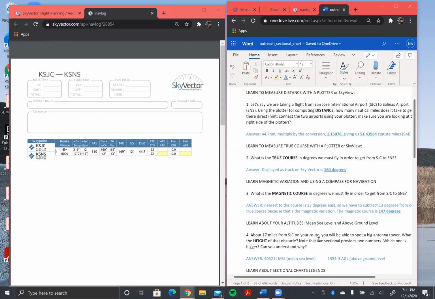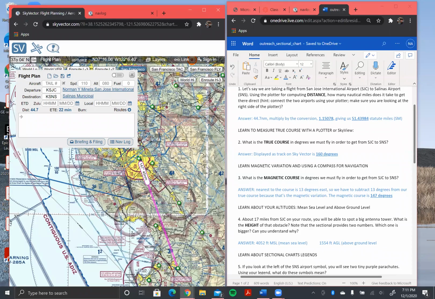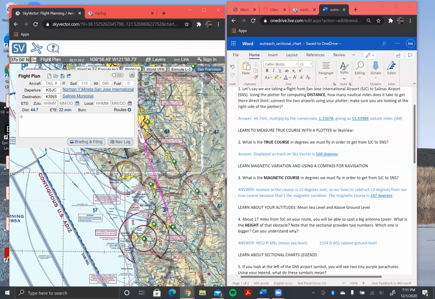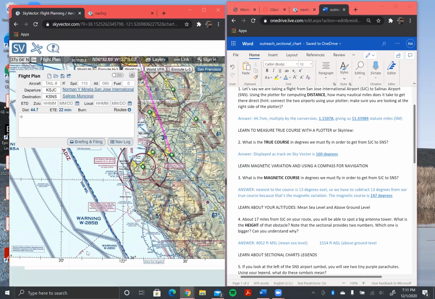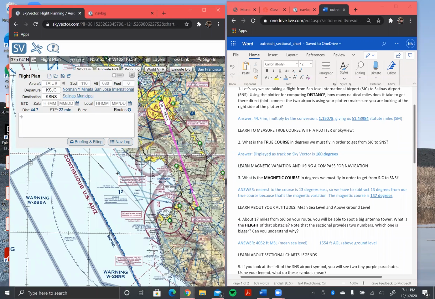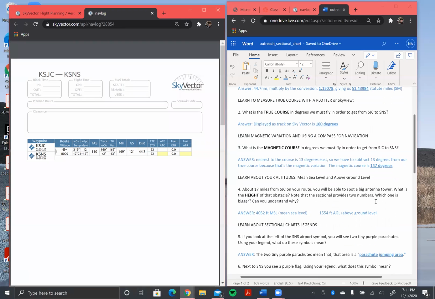Number three is asking for the magnetic course. And what we need to do to find the magnetic course is look for the variation from magnetic to true. And so right here, you can see the 13-degree magnetic variation, which is the closest to our course. And so we're going to subtract that from 160, making it 147. And that's going to be our magnetic course, 147 degrees.